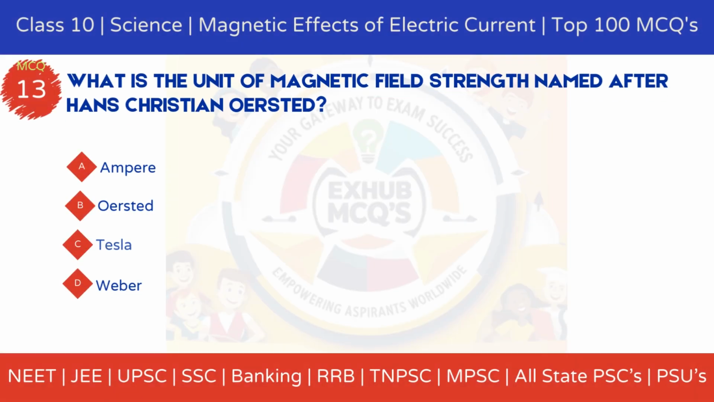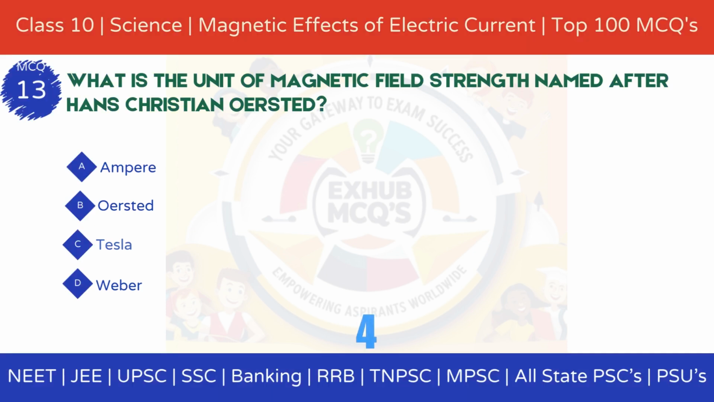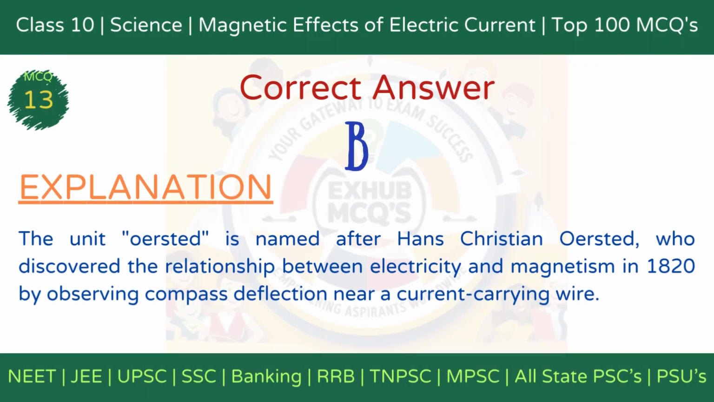What is the unit of magnetic field strength named after Hans Christian Ørsted? Option A, Ampere. Option B, Ørsted. Option C, Tesla. Option D, Weber. The correct answer is option B, Ørsted. Explanation. The unit Ørsted is named after Hans Christian Ørsted, who discovered the relationship between electricity and magnetism in 1820 by observing compass deflection near a current-carrying wire.